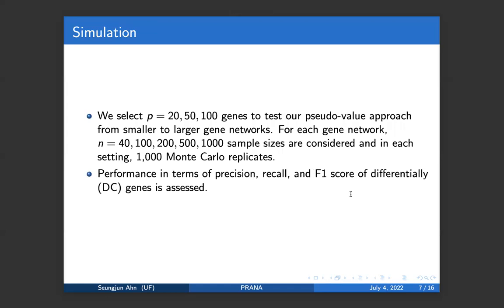The simulation. So we picked 20, 50, and 100 genes to test PRANA from smaller to larger gene networks. And for each gene network, the following sample size specifications were considered, and we ran our simulation 1,000 times. Precision, recall, and F1 scores were assessed to evaluate our model performances.